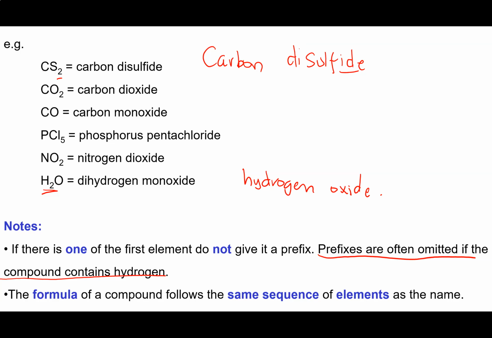Okay, so here's another one. Carbon, first name unaltered. Second element is oxygen, so it's going to be oxide. And then we add prefixes: no prefix needed for 1 carbon. For 2 oxygens, we need di. It's the same thing again.